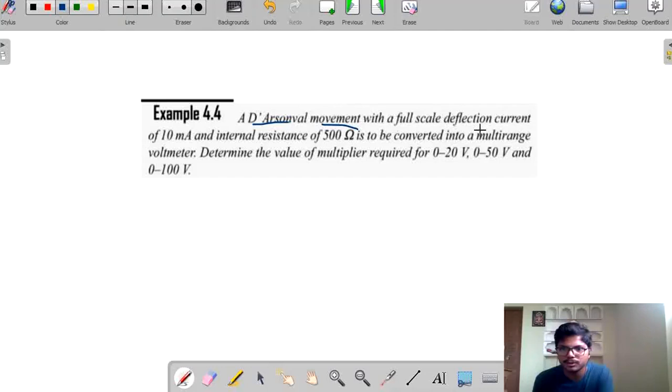A movement with a full scale deflection current Im of 10 milliamperes and an internal resistance Rm of 500 ohms is to be converted into a multi-range voltmeter. Determine the value of the multiplier required for 0 to 20, 0 to 50 and 0 to 100. Remember, here V equals 20, V equals 50 and V equals 100.